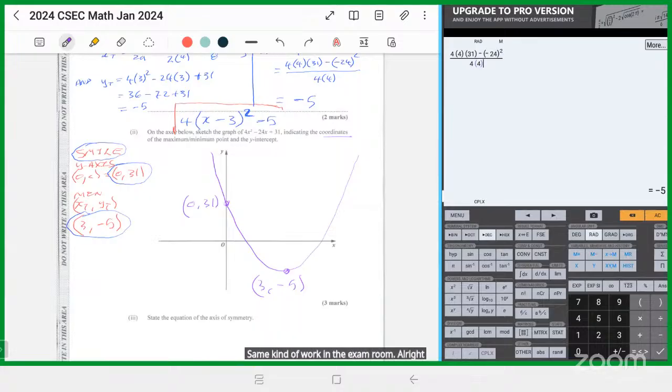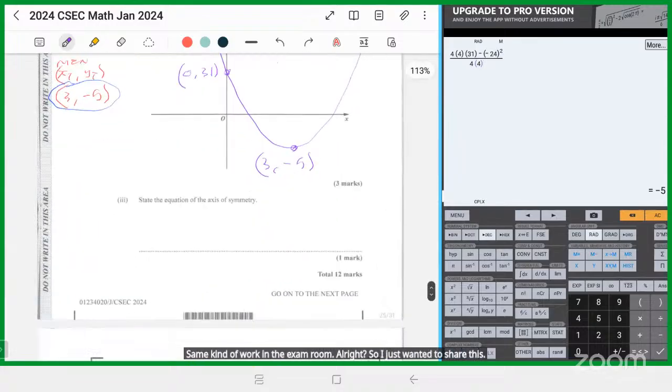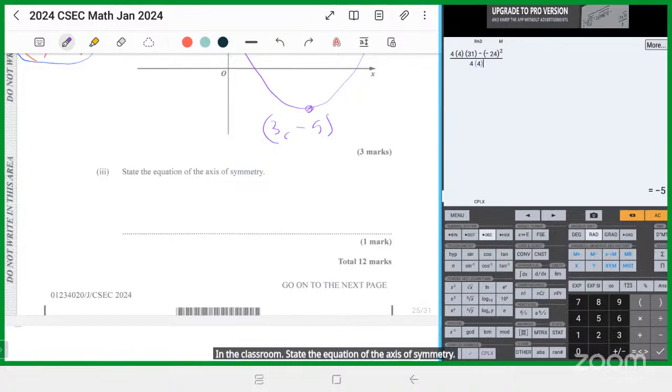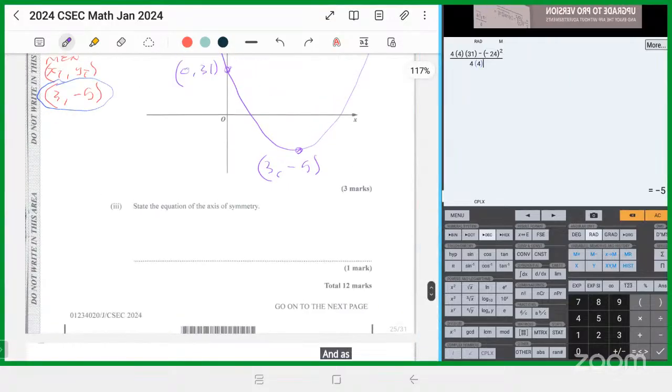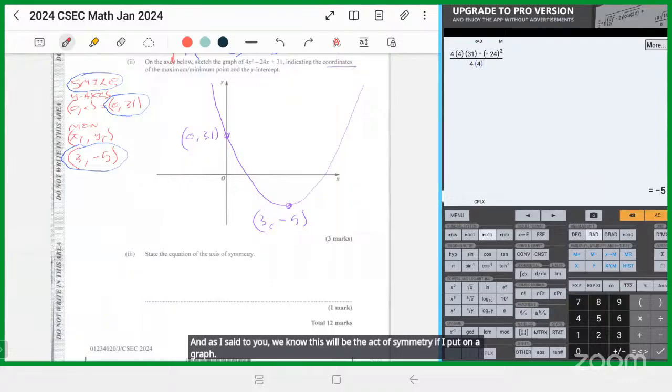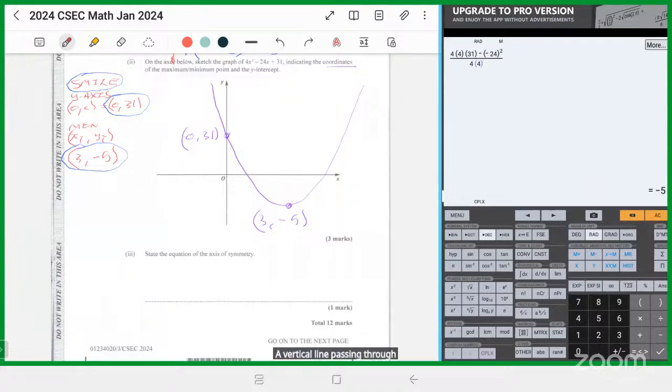Alright? So I just wanted to show you this. This one says we have to state the equation of the axis of symmetry. Same thing I asked you in the classroom. State the equation of the axis of symmetry. And as I said to you, we know this will be the axis of symmetry if I put on a graph a vertical line passing through here.